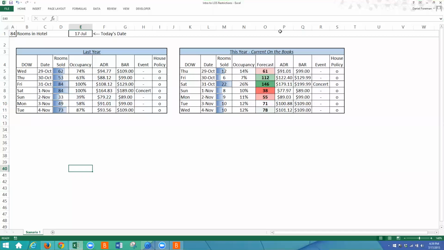Hey guys, this is Daniel with RevGEN, and today I have a video that's going to explain the basics of length of stay restrictions and why you should be using them at your property.